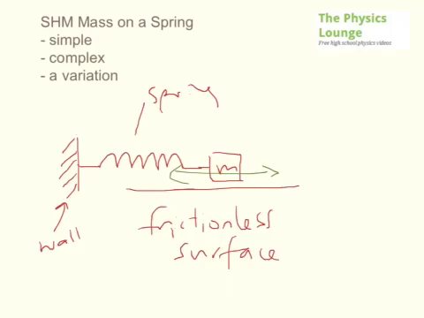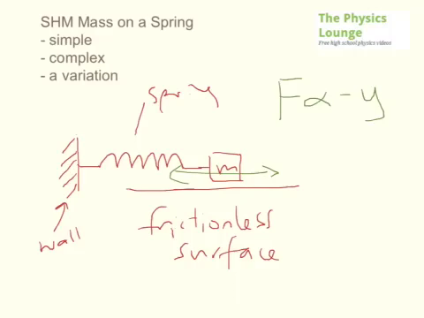It's simple harmonic motion because, remember, the definition is that the restoring force is proportional to the negative displacement, so that the further out you go, the greater the force pulling it back to the centre. So that's a mass on a spring.